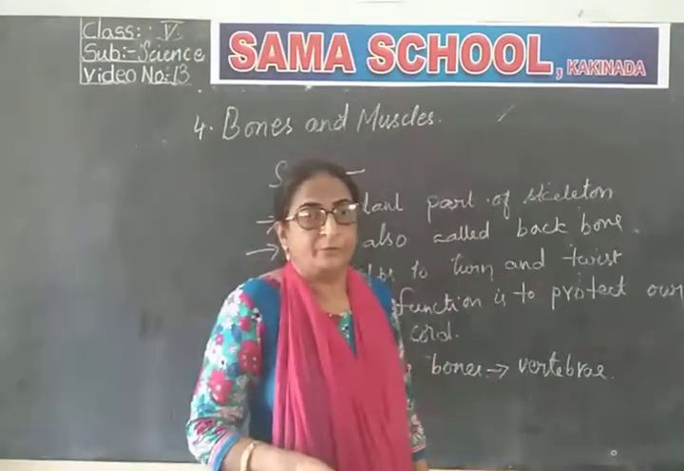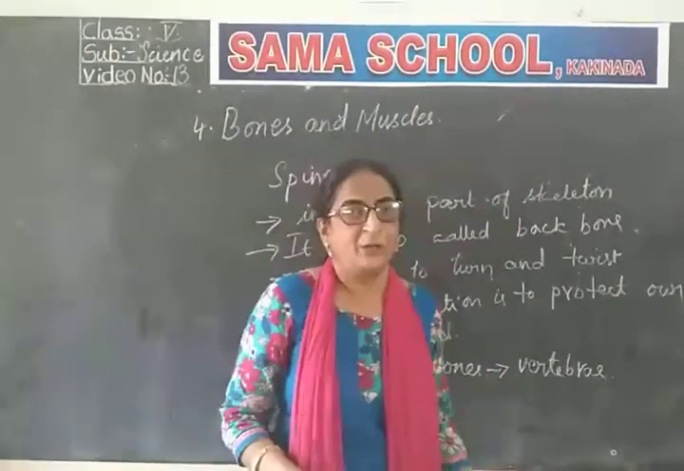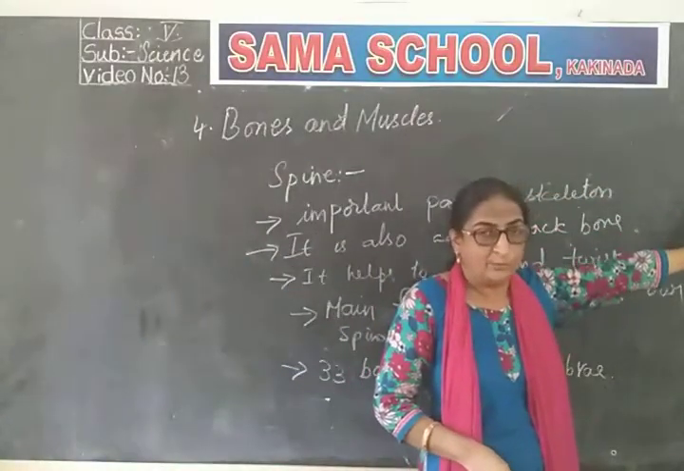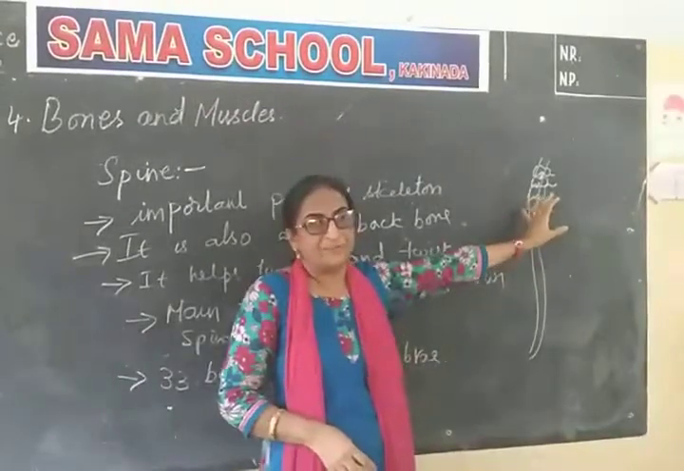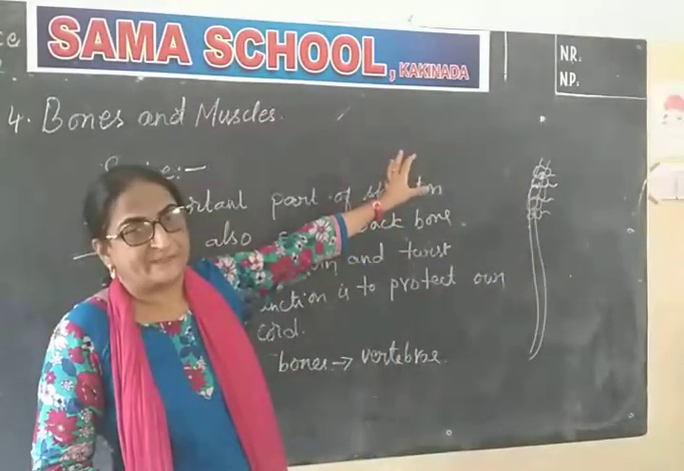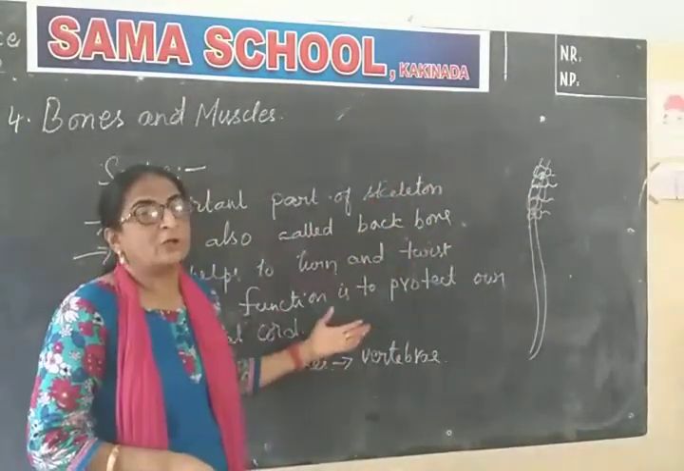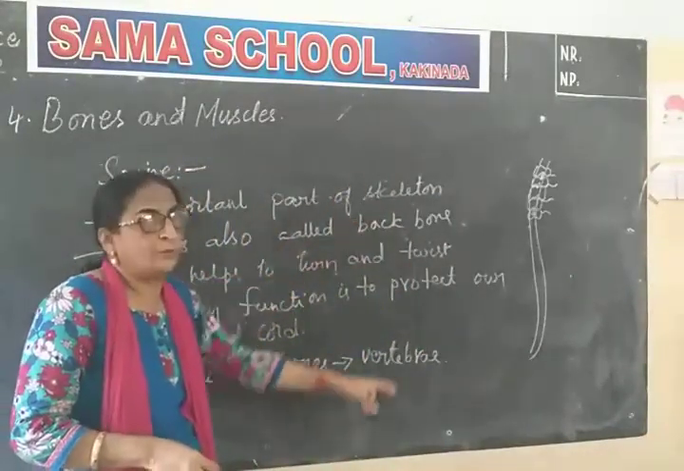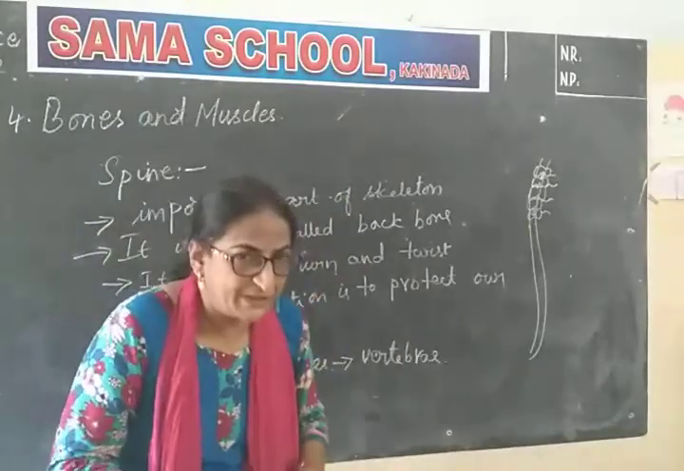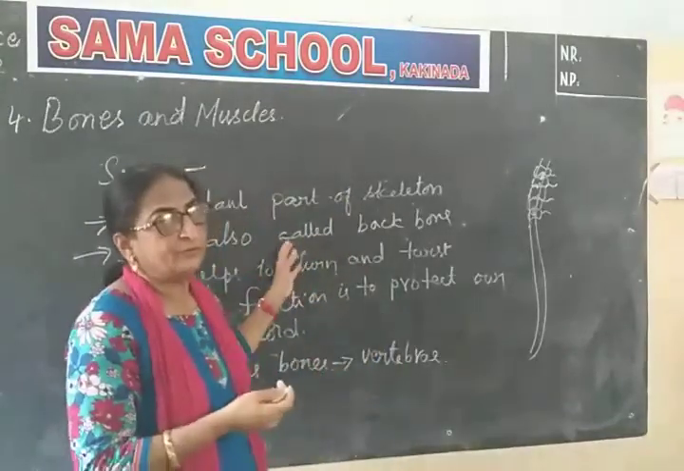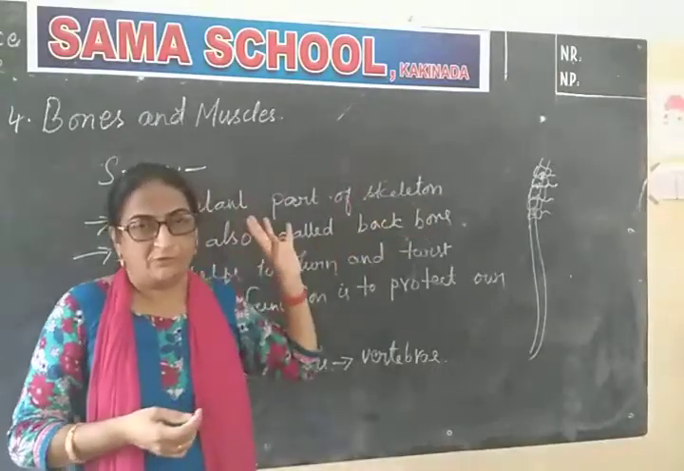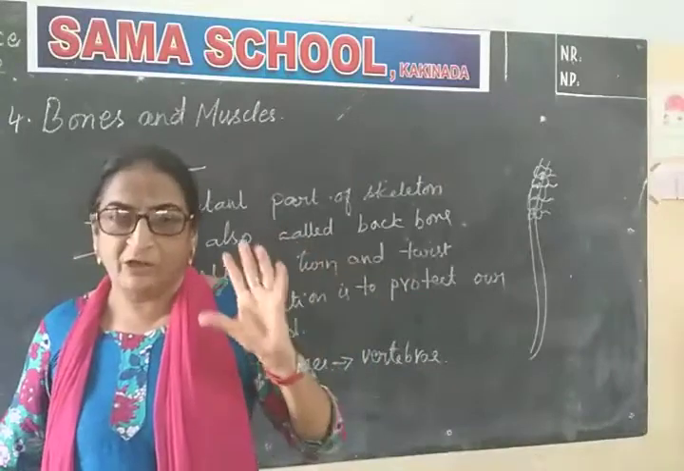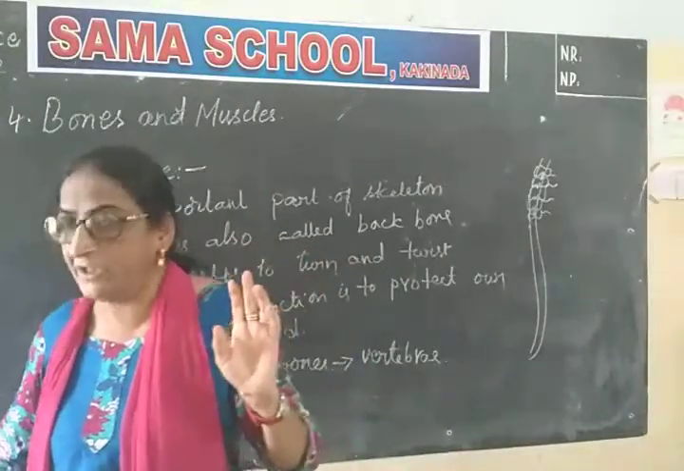So our backbone is made up of 33 bones, and the main function is that it protects our spinal cord. Those 33 bones are called vertebrae. Because of this, we are able to sit, stand, and do different things. So this spine is a very important part of the bone framework in our body.